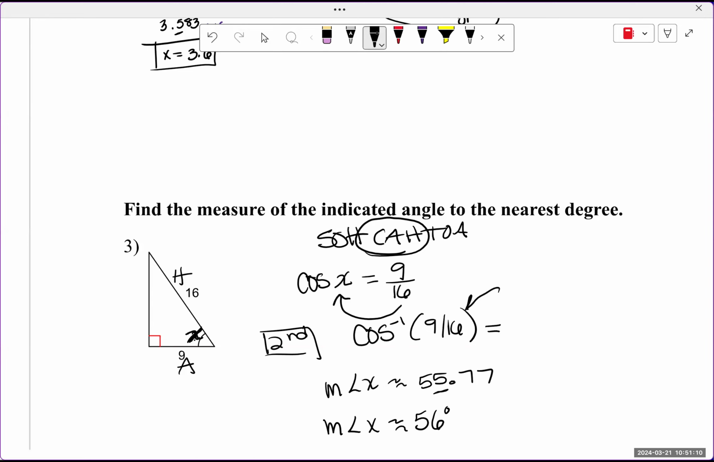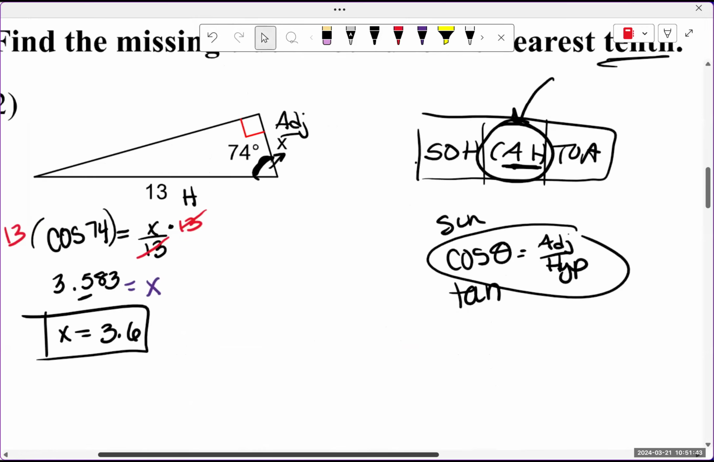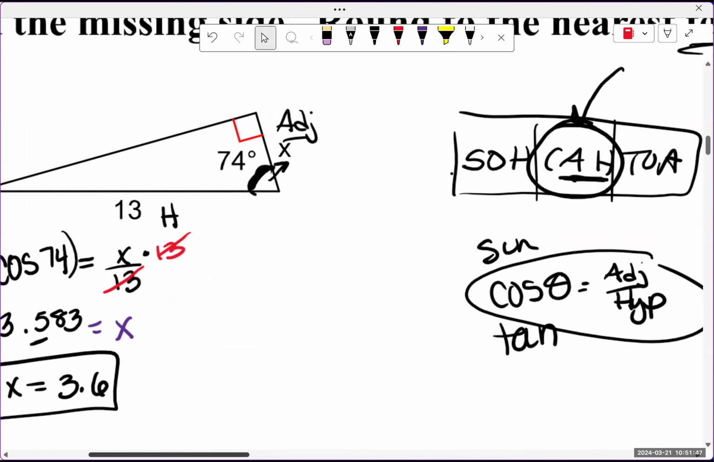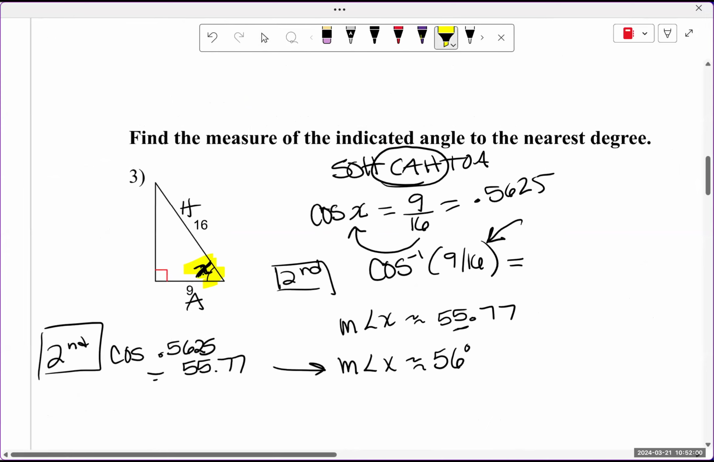Okay, if you're not comfortable with this, you can take 9/16 and change that to a decimal, which is 0.5625. And then you can go second cosine 0.5625, and that'll also give you 55.77. Okay, so we're using inverse cosine. When I have the angle and I want the side, I use cosine. When I want the angle, I have to do the inverse function. So I have to use inverse cosine. Okay, awesome.